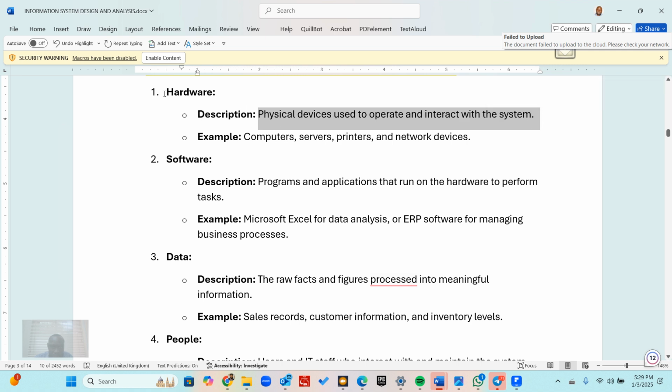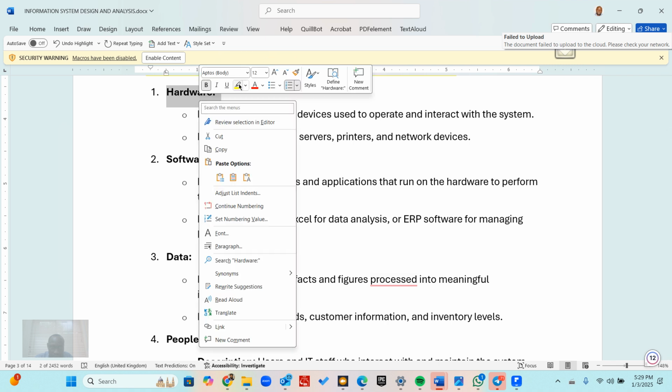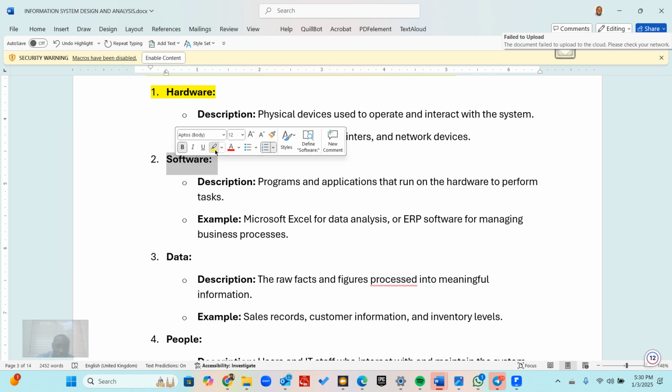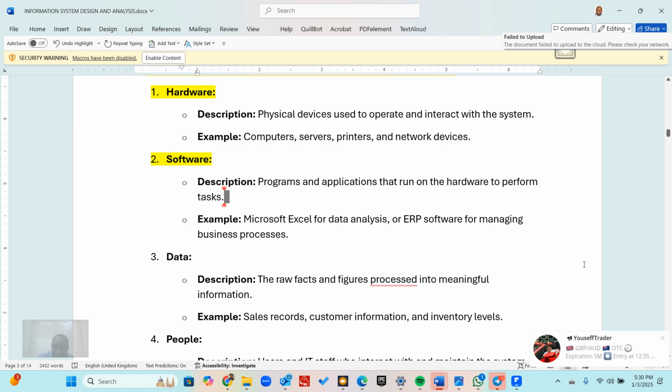And this should take the form of, we should talk about servers, printers, network devices, and computers. Those are physical. Those are the hardware. Talking about the software: programs and applications that run on the hardware to perform tasks. Remember, the hardware is the physical, like computer, server, printers, and network devices.